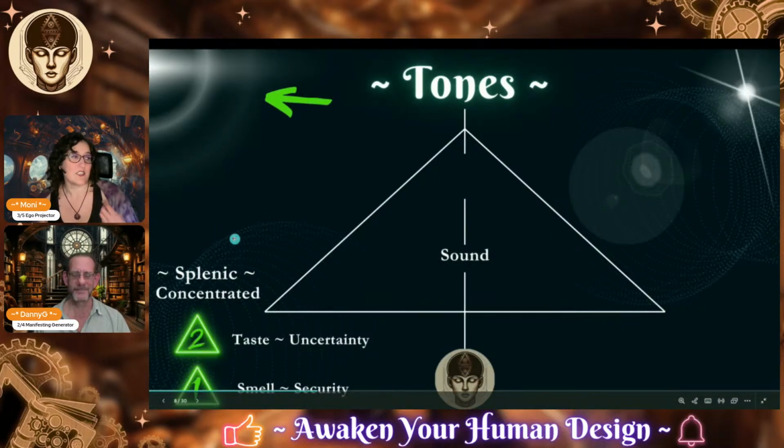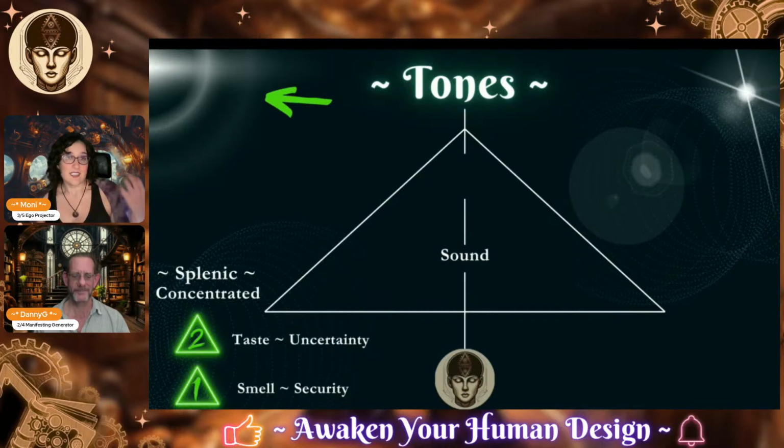And this is the splenic concentrated side. So with tone 1, smell will be on the design side as a physical sense, which then on the personality side, it's security, right? You smell something's off. It's about security. And then tone 2, which is taste, is on the design side, and on the personality side, it shows up as uncertainty. Again, we'll go into detail of this on the next pages, but first we're just going to talk about why are these the splenic ones? Why are they important in this way?